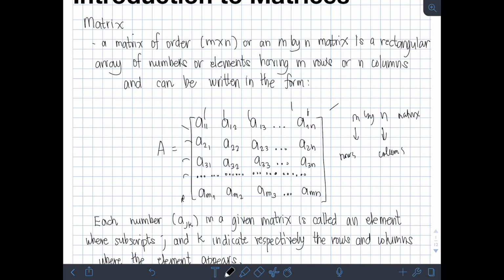Tapos pinapangalanan natin yung matrix ng kahit anong letter. Let's say itong capital A. So, this is matrix A, and then naka-enclose yung mga members o yung number or element dito sa bracket. Okay? So, itong matrix na to bale ay order m times n or m by n matrix.